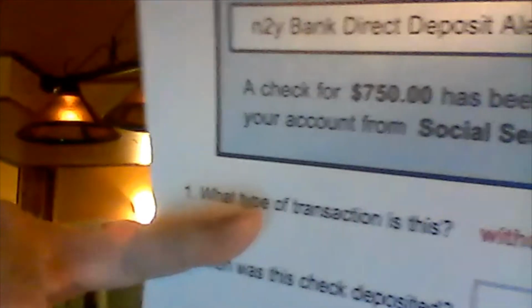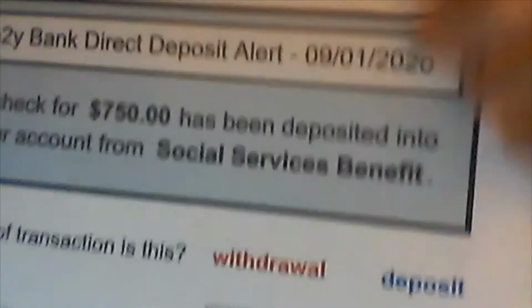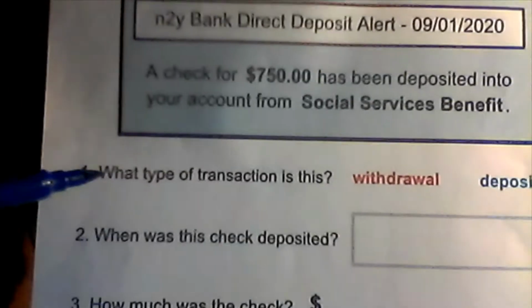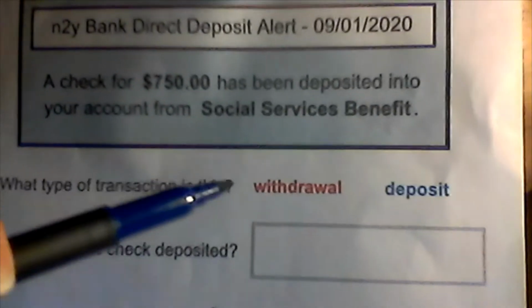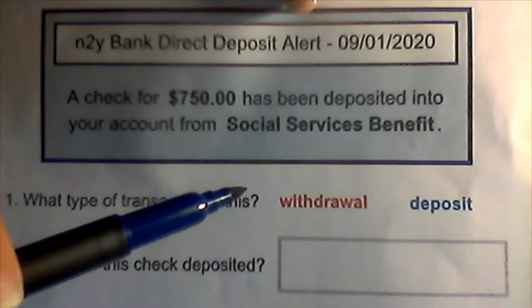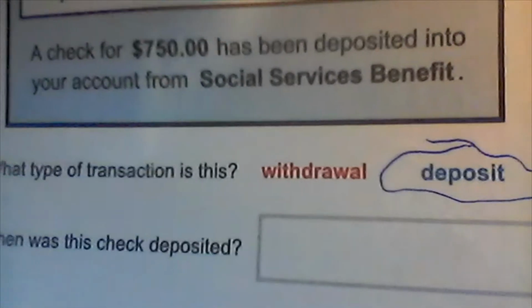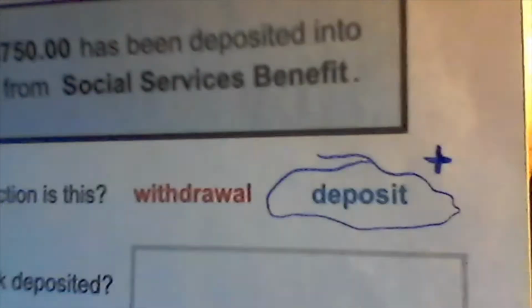Okay, so now there are some questions here. The first one says, what type of transaction is this? If you have money coming in from somewhere, if you are getting money from someone like Social Security and it's going into your bank account, that is a deposit. And deposits are indicated with a plus sign.